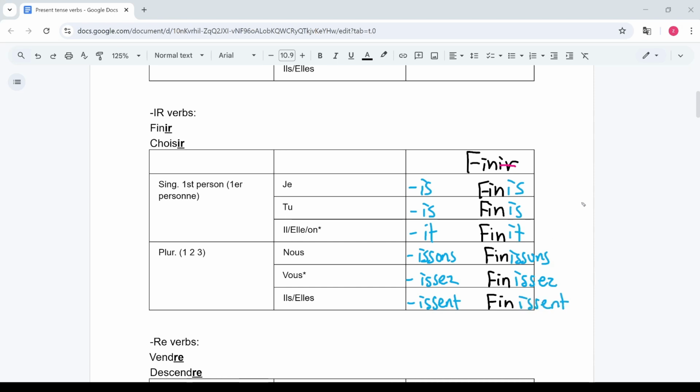ISSENT. In terms of pronunciation, again, S's and T's at the end of words are not pronounced for the most part. And so it would be je finis, I finish, tu finis, il, elle, on finit, nous finissons, vous finissez, and then again, ENT is not pronounced at the end of a verb, so this would be pronounced il, elle. Notice I did not pronounce the S over here. Il, elle finissent.